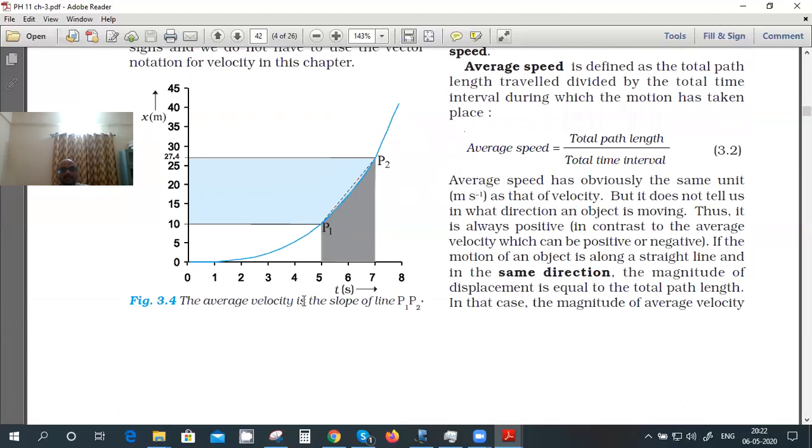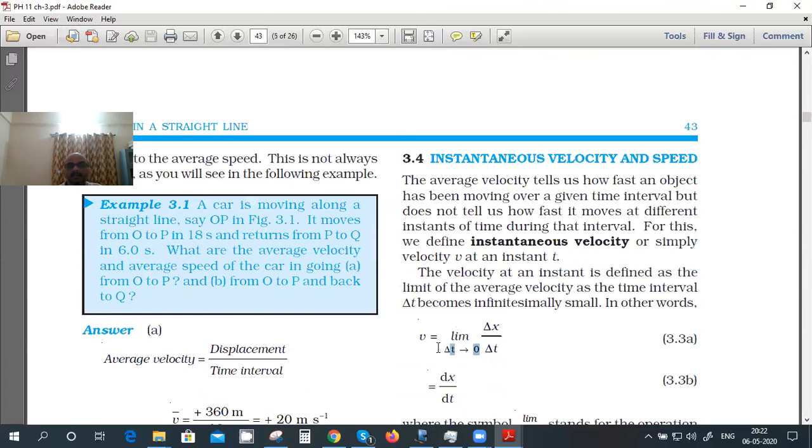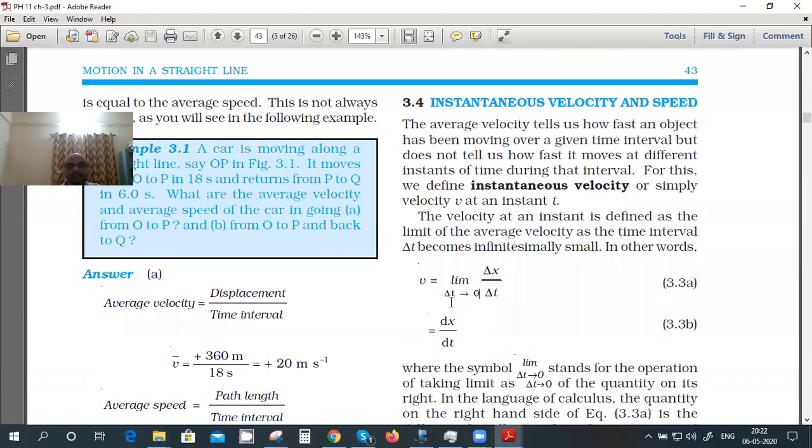When P2 is this one, delta t is 2 seconds. As P2 approaches P1, delta t tends to 0. So in that limiting case, when you find delta x by delta t, that is symbolically represented as dx by dt.